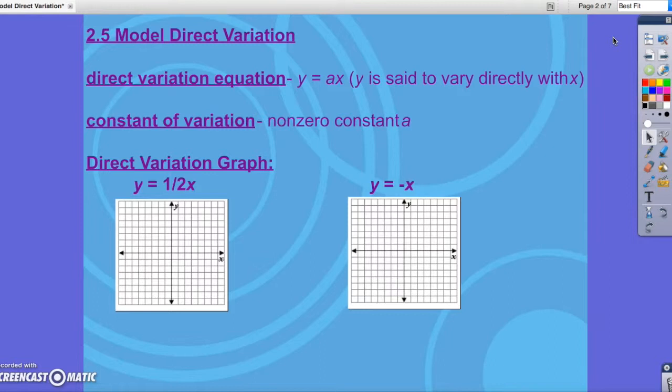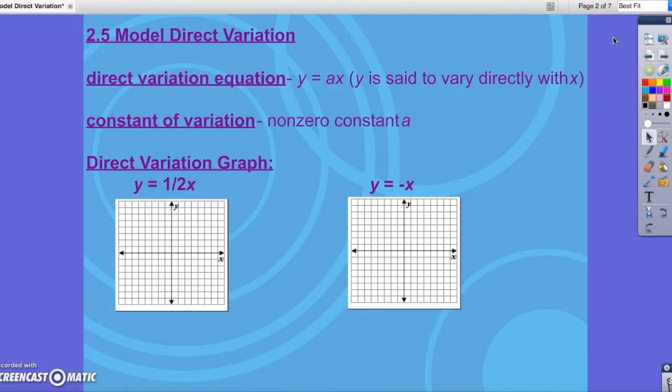Direct variation equation, y equals ax. Y is said to vary directly with x. That's how we say it. Once again, there's no y-intercept, so it's a simple slope times x. Instead of calling it slope, though, you see we call it constant of variation. That's the a in front of the x, the non-zero constant.